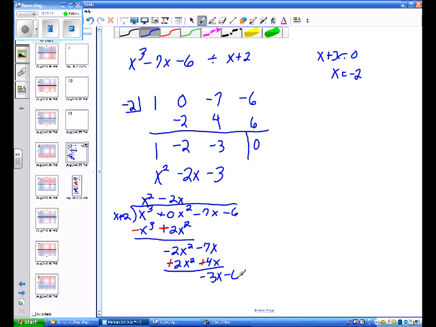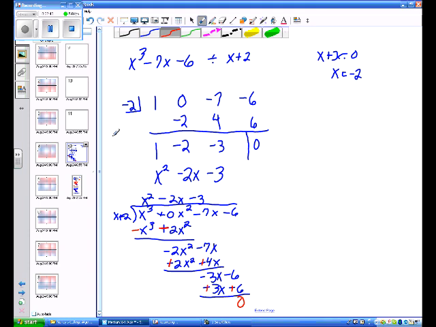Bring down our next term. X times negative 3 would be negative 3x. Negative 3 times x is negative 3x. Negative 3 times 2 is negative 6. We're going to subtract, so we change our signs, and we got 0 as a remainder. So you can see we got the same answer, but it was a lot easier to do.